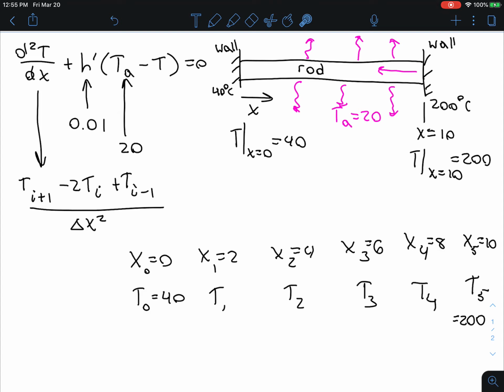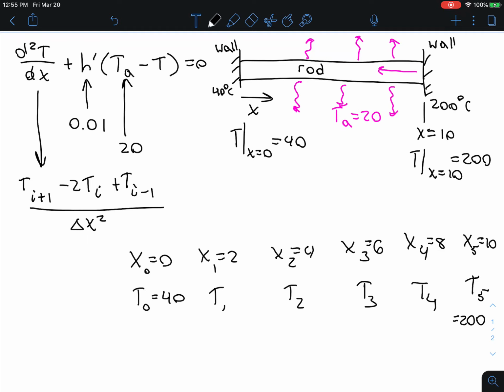Now there's going to be some places where we have known quantities. For example, when we evaluate i equals 1, T0 is known, and so that's going to involve moving the T0 term to the other side of the equation. When we evaluate i equals 4, T5 is known, and that's going to involve moving this term to the other side of the equation. So let me first write things out for arbitrary i.